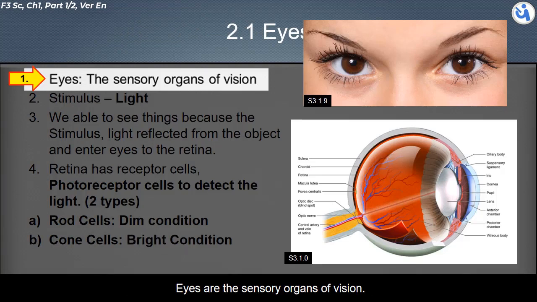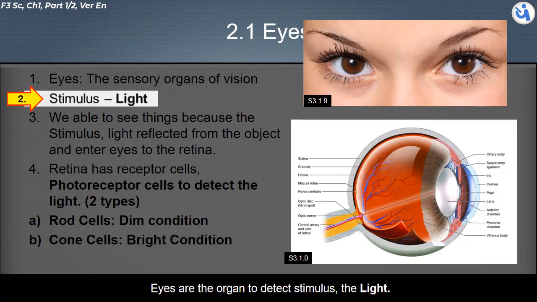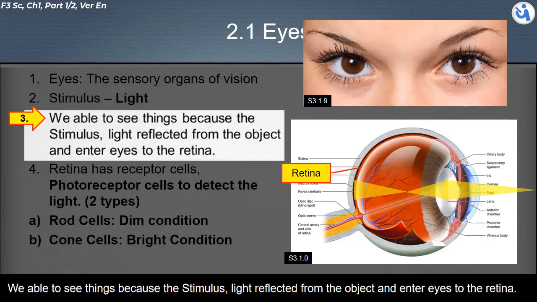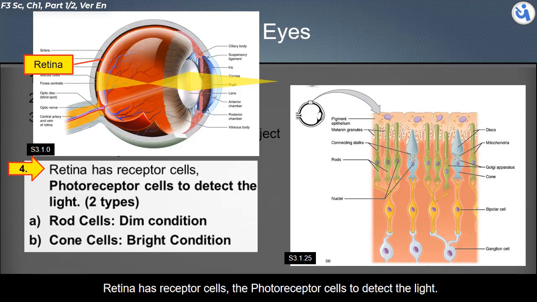Eyes are the sensory organs of vision. Eyes are the organ to detect stimulus, the light. We are able to see things because the stimulus, light reflected from the object, enters the eyes to the retina. Retina has receptor cells, the photoreceptor cells, to detect the light.